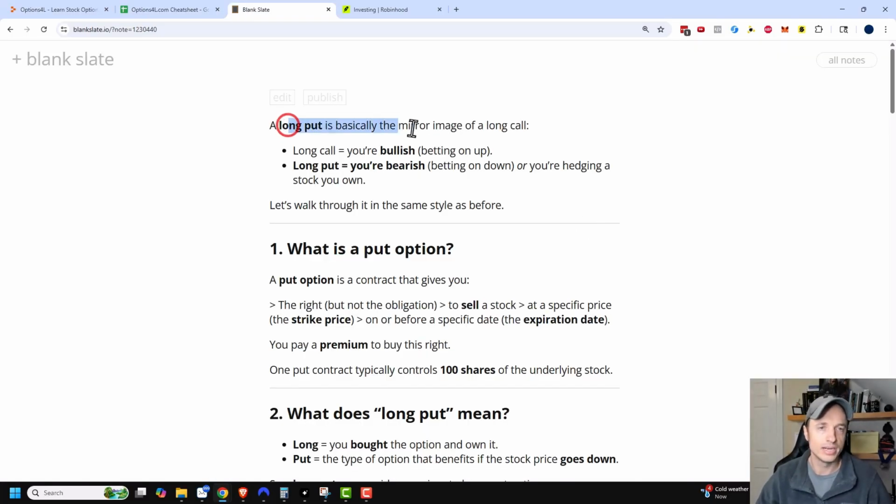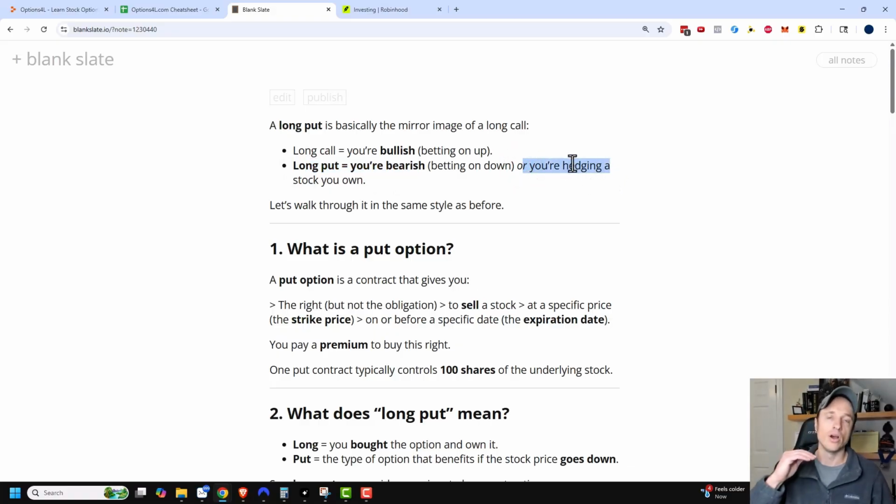So a long put is basically the mirror image of a long call. So if you watch my other video on doing a long call or buying call options, then buying a put option is kind of the opposite in that you want the stock to go down. So in a long call, you're bullish, you're betting on the stock going up. On a long put, you're bearish. You want it to go down, or you could be hedging a stock that you own.